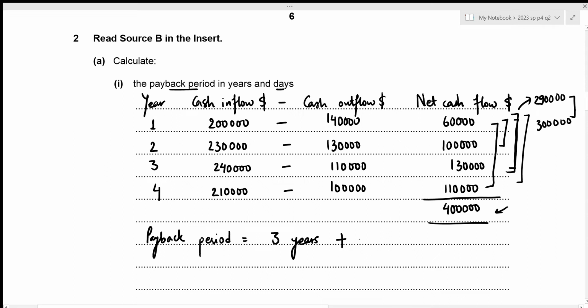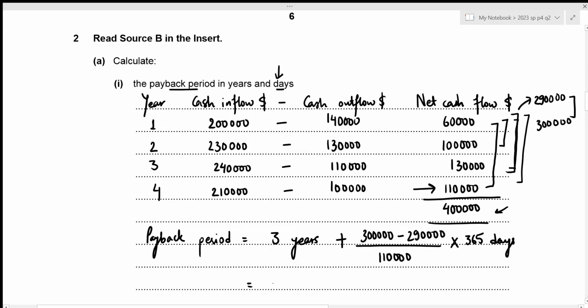That is just going to be 300,000 minus 290,000. And this difference is now to be fulfilled by our net cash flow from the fourth year, right? So that's 110,000. And since we need to figure out the payback period in days, we can just multiply it by the total number of days in a year, which is 365. And this way we get our payback period.